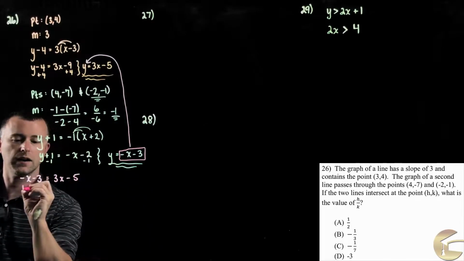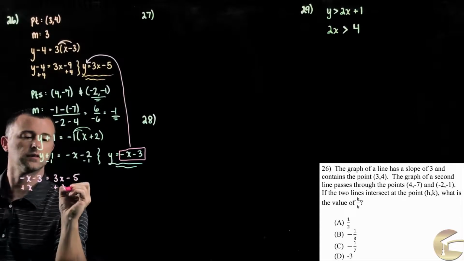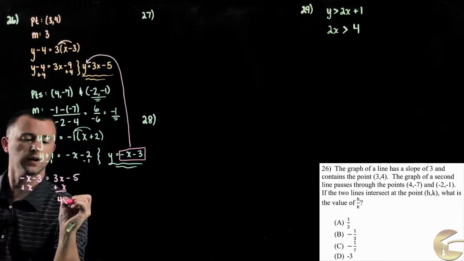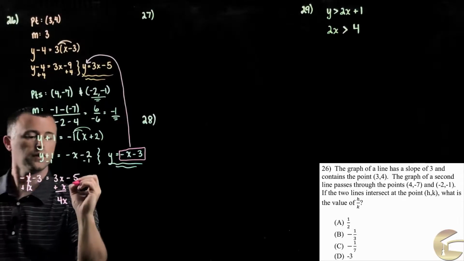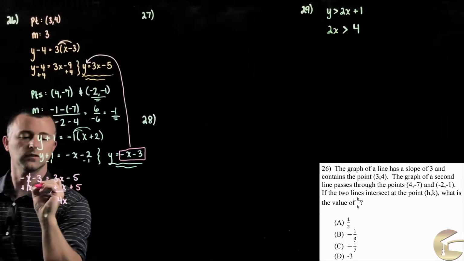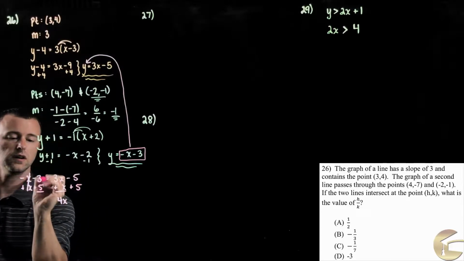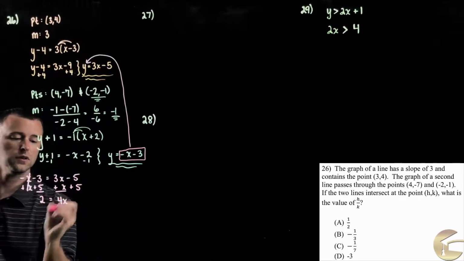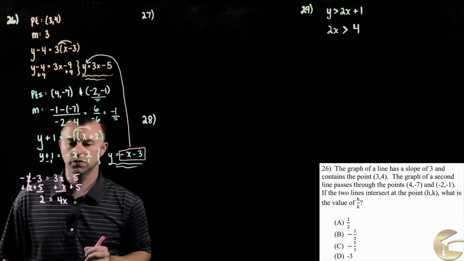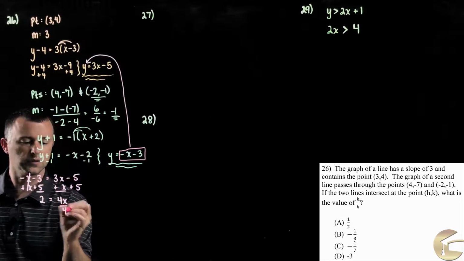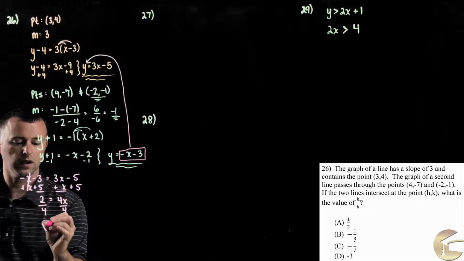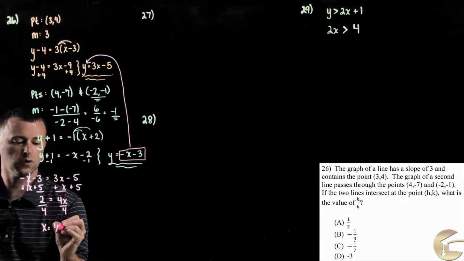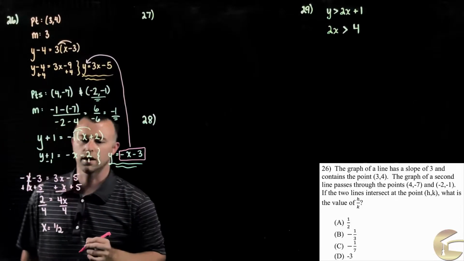I'm going to add x to both sides. That's going to give me 4x over here. These will cancel. I'm going to add 5 to the other side of the equation. Negative 3 plus 5 is 2. So I now have 2 equals 4x. Let's divide both sides by 4, and x is going to be 2/4, or simplified, 1/2.